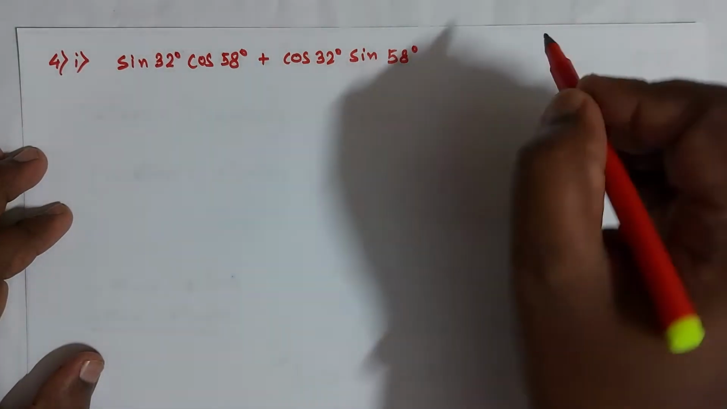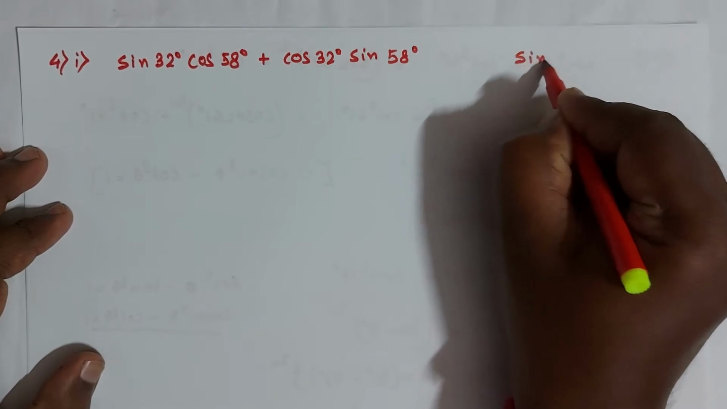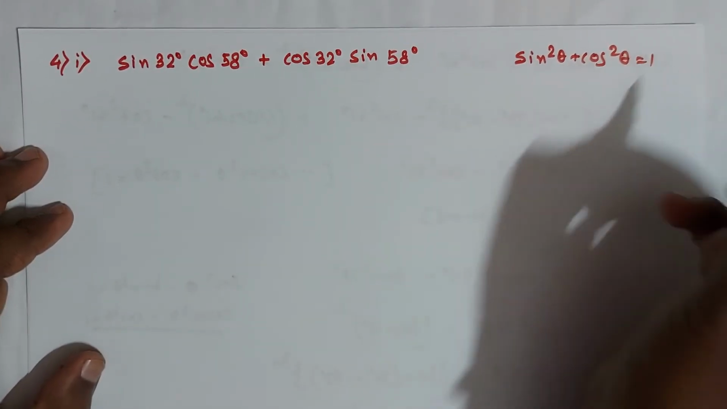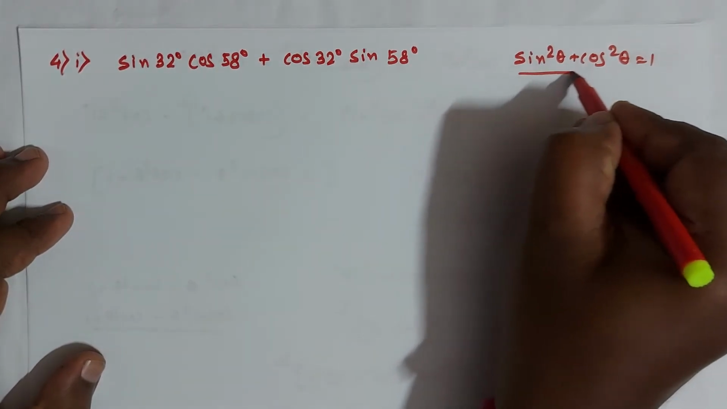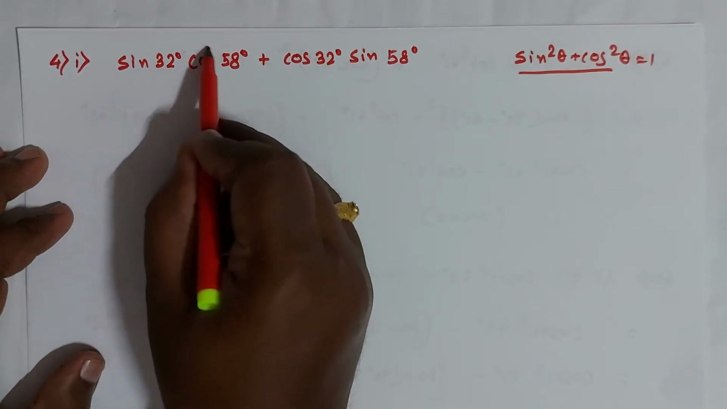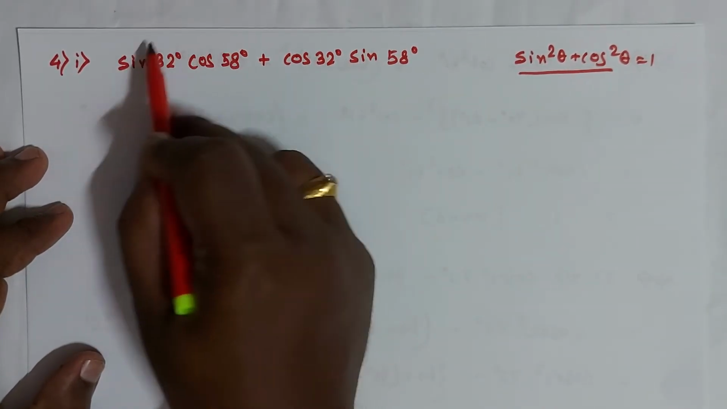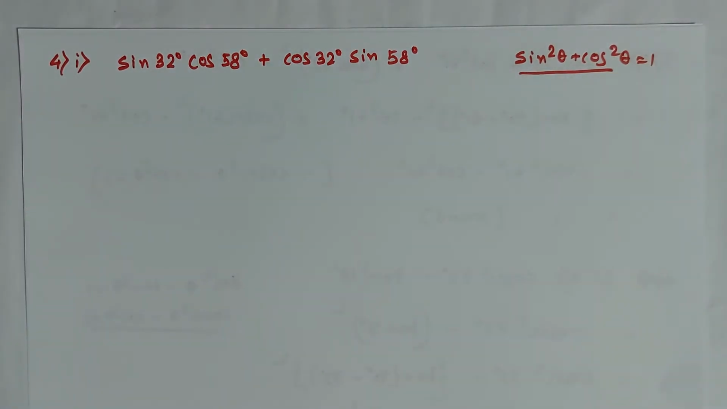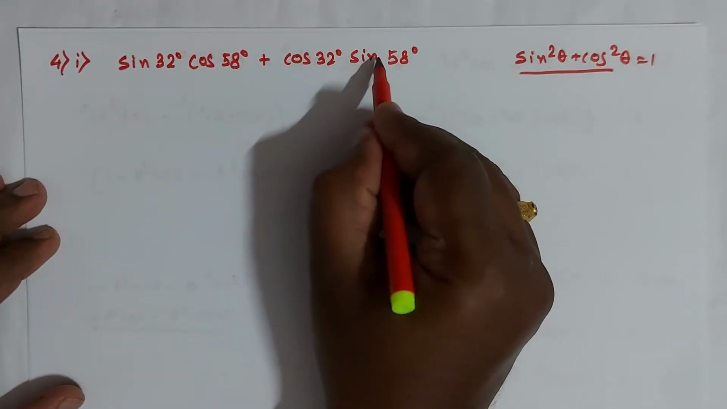First of all, we know that there is a formula, sine square theta plus cos square theta is equal to 1. Okay, we need to convert this into this formula. So to bring sine square theta, we need to convert cos 58 into sine, and here sine into cos.